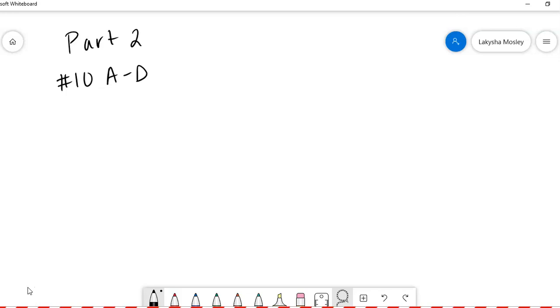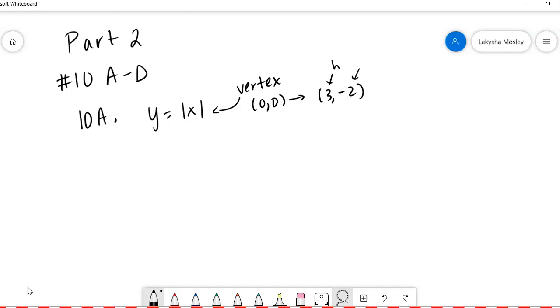The first thing I noticed on 10A is that I have an absolute value, because it looks like a V. I'm also looking at the vertex. The parent function is at 0, 0, however the vertex on our transformed equation is at 3, negative 2. So this is my h value and this is my k value, because it's been transformed 3 to the right and 2 down. So let me take my standard transformation equation for an absolute value and plug in those h and k values.